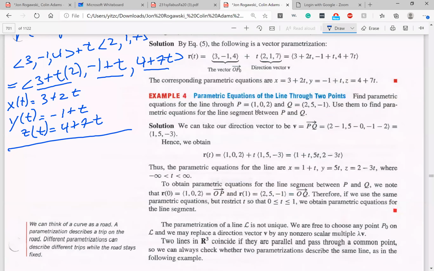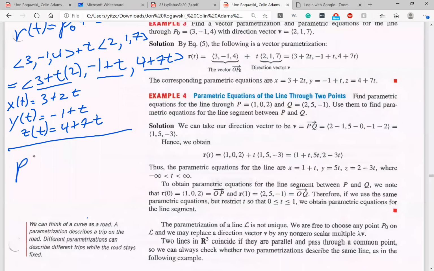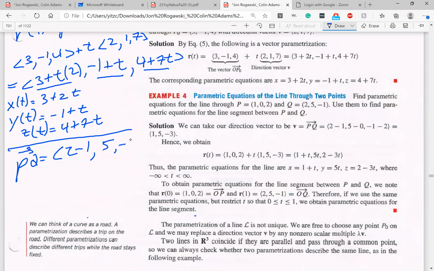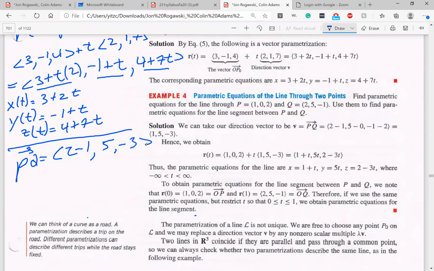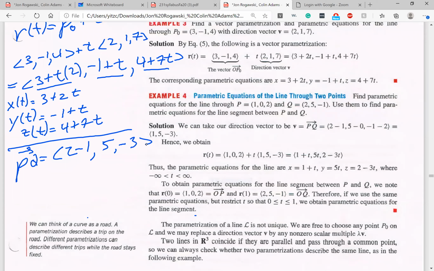So we have the point P and we have the point Q. So first we want to find the vector PQ. So here's our vector. So the first coordinate is going to be 2 minus 1. And then the second coordinate is going to be 5 minus 0. And then the third coordinate is going to be -1 minus 2. So what we get in the end is 1, 5, and -3. And this is going to be our vector v.